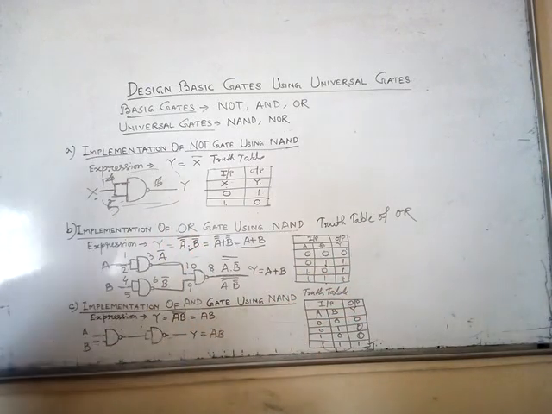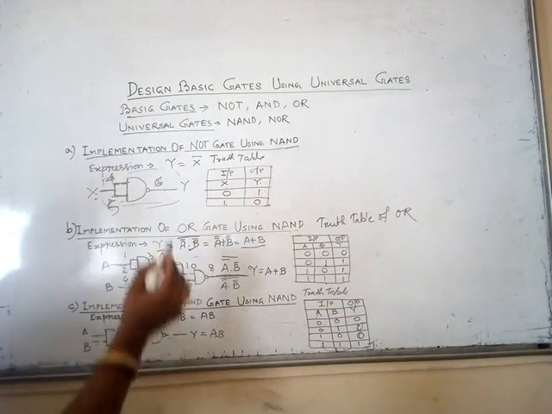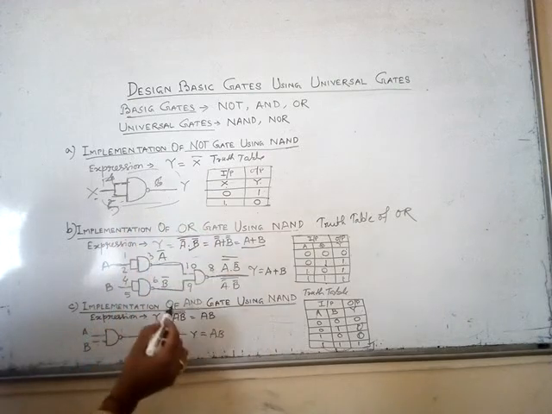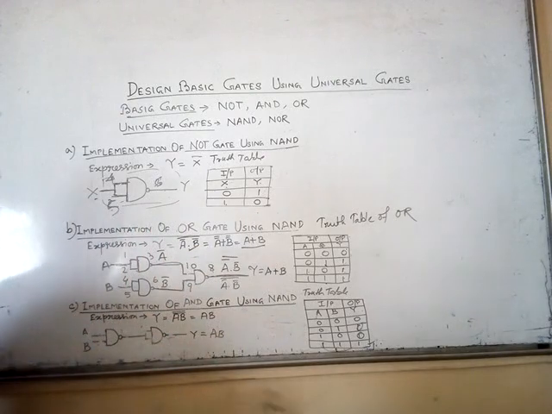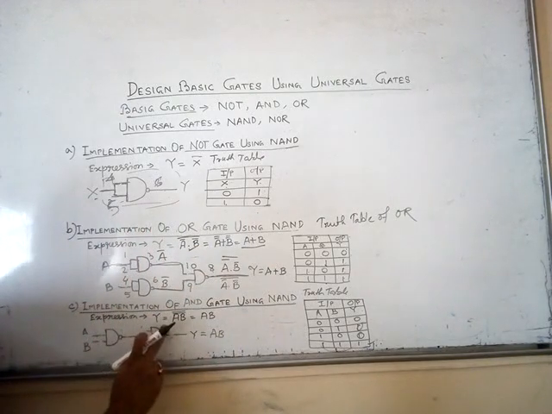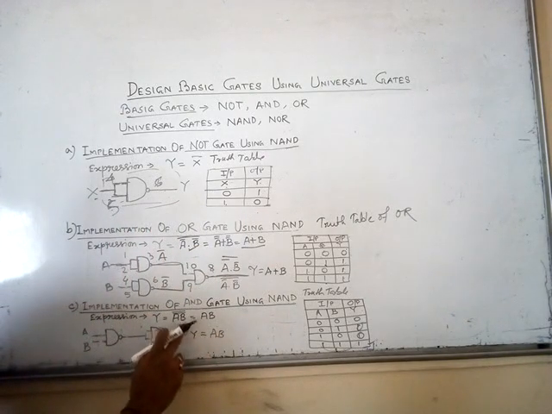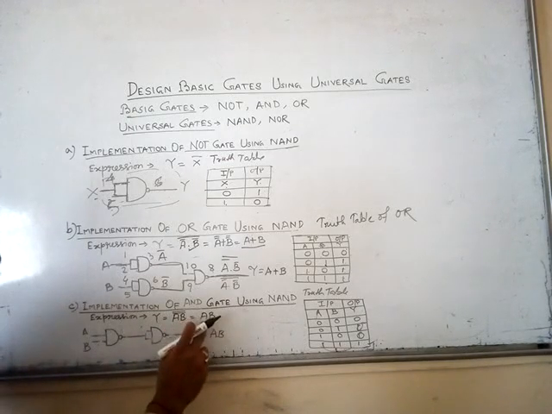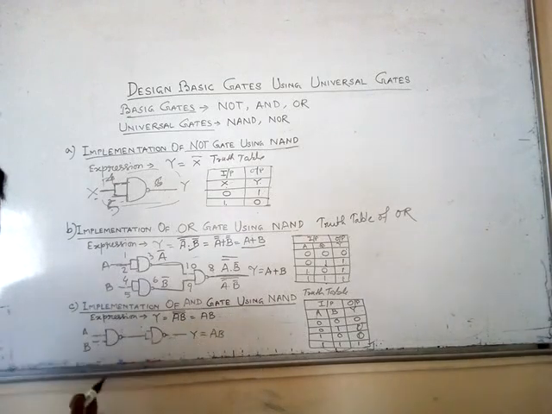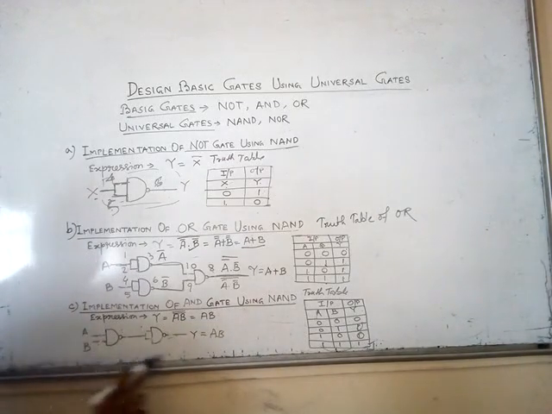Next, the last experiment: implementation of the AND gate using NAND. The expression is Y = (A dot B bar) bar, which equals A dot B. You can see the circuit.